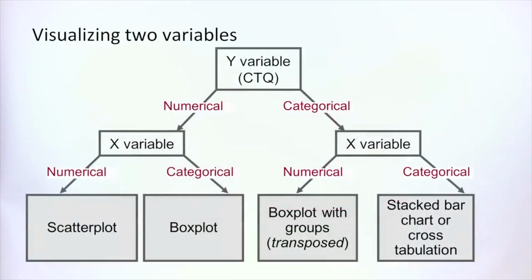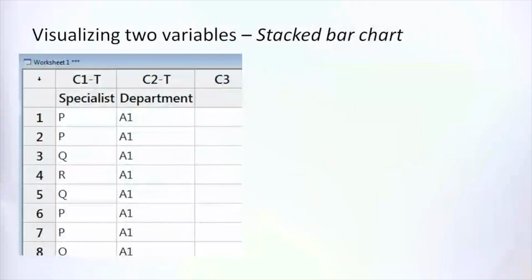We see that the students who pass the first year have higher grades than students who didn't pass the first year. The final method that I will show you is if you have a categorical y variable and a categorical x variable. If this is the case, you can ask Minitab to make a stacked bar chart. Here we see data with a categorical x and a categorical y.